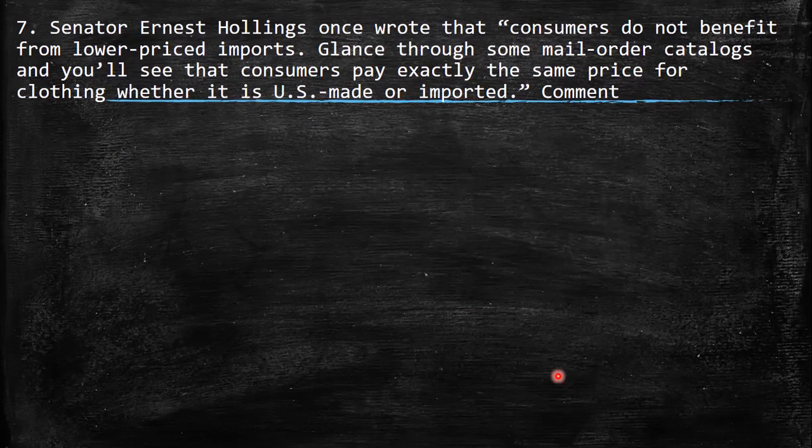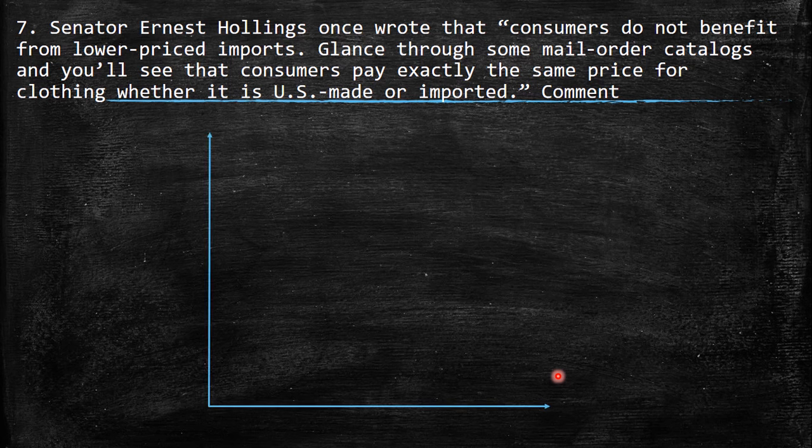So the first question, the 7th one, says Senator Ernest Hollings once wrote that consumers do not benefit from lower priced imports. Glance through some mail order catalogs and you'll see that consumers pay exactly the same price for clothing, whether it is US made or imported.